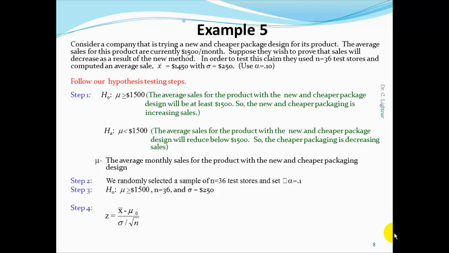In step 2, we should go out and collect a sample in order to test the hypotheses. We randomly selected a sample of N equals 36 test stores. And in this step, in addition to specifying our sample size, we should specify our level of significance alpha, which is equal to 0.1. In step 3, we should go out and research to find the appropriate test statistics and rejection rule for testing a hypothesis of this form.